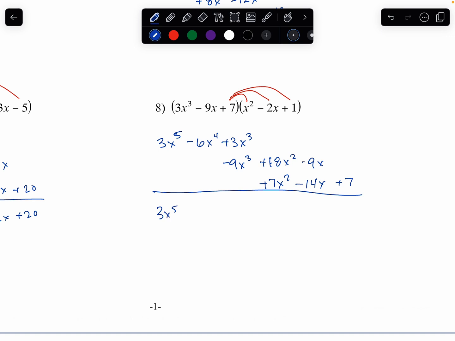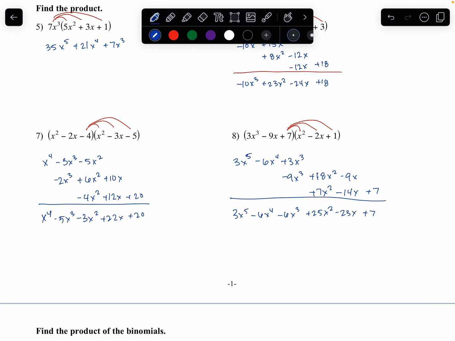So 3x to the 5th doesn't combine with anything. Neither does negative 6x to the 4th. That's going to combine to be negative 6x to the 3rd, and then that's going to combine to be 25x squared, then negative 23x, and then positive 7. And there you go.